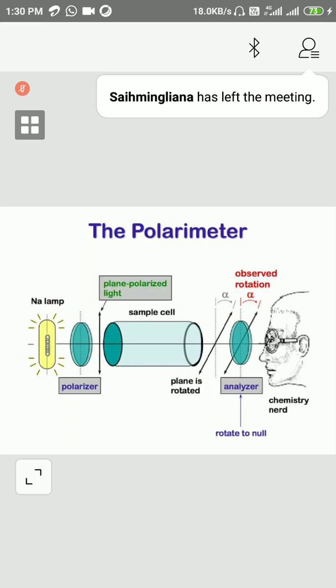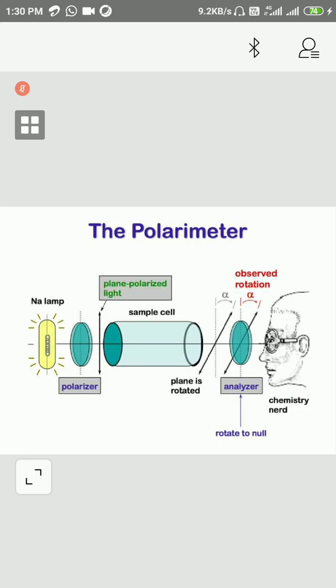What is a polarimeter? Here, a sodium lamp is used to give the light. Then the polarizer is there, which will create plane polarized light. Then the sample cell is there. Then after that the analyzer is there, from where you can analyze the rotation of the plane polarized light. So overall, this is called a polarimeter.